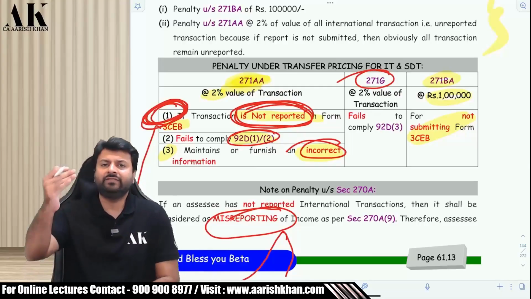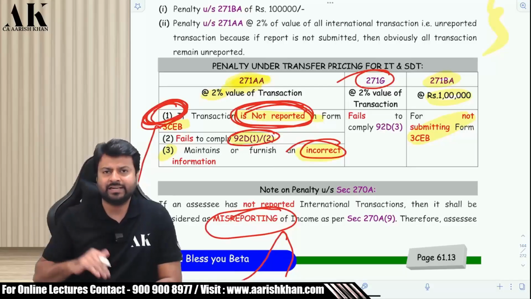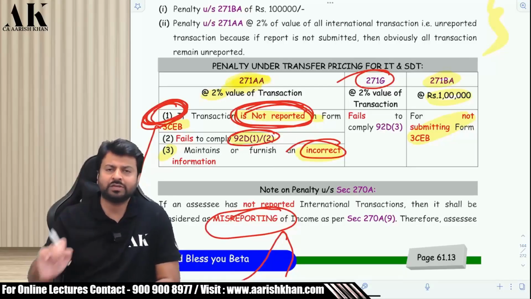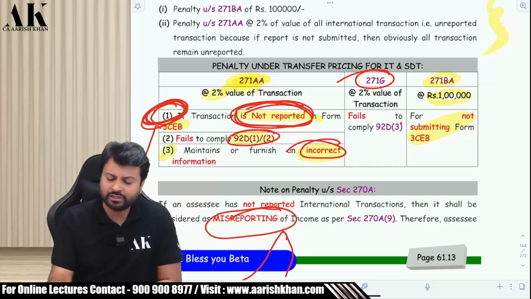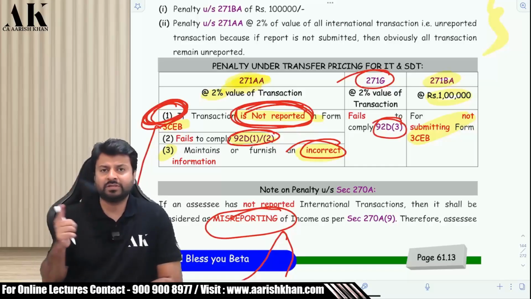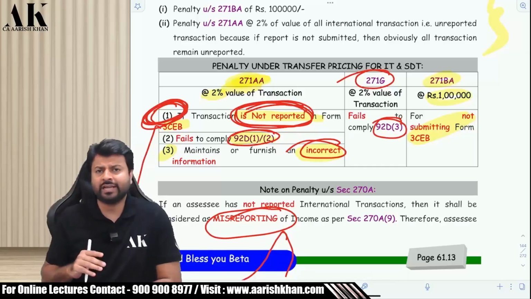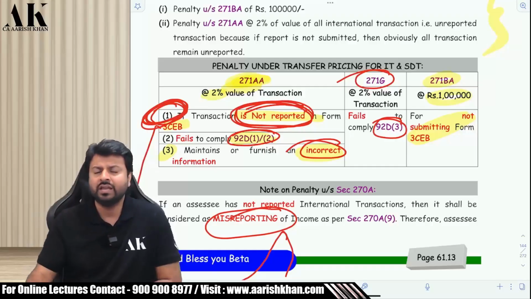It says that if the AO is calling for the information and the CIT appeal is calling for the information, you have to give the information within 30 days. It is mentioned in 92D3. Do you remember that? That you have to give the information within 30 days. They might also give you an extension of another 30 days if you request to the AO or CIT appeal.